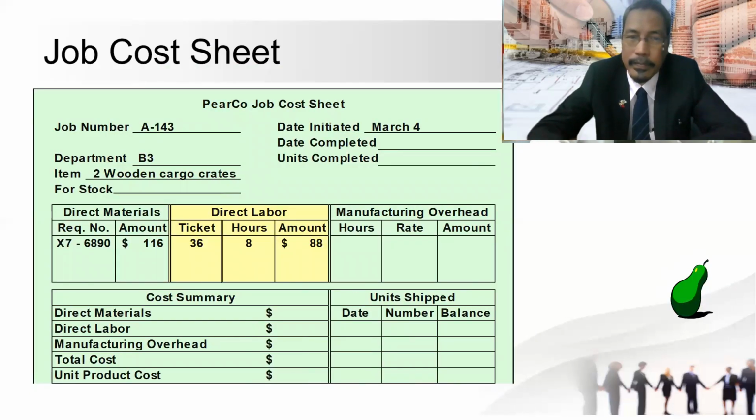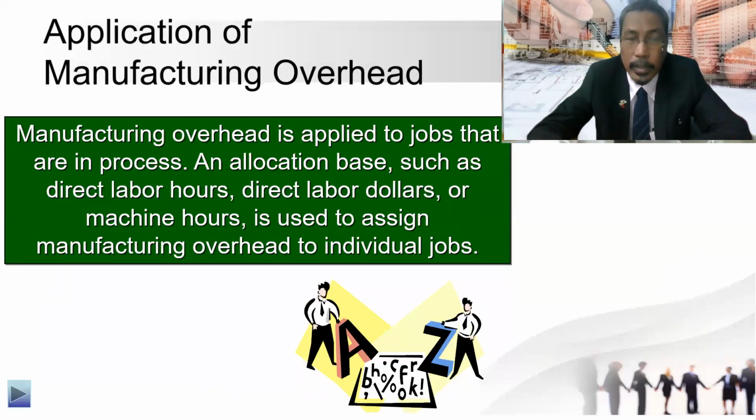Next, application of manufacturing overhead. Manufacturing overhead is applied to jobs that are in process. An allocation base such as direct labor hours, direct labor dollars, or machine hours is used to assign manufacturing overhead to individual jobs. So first, you have to choose the allocation base: do you prefer hours, or dollars, or machine hours? And then assign it to individual jobs.